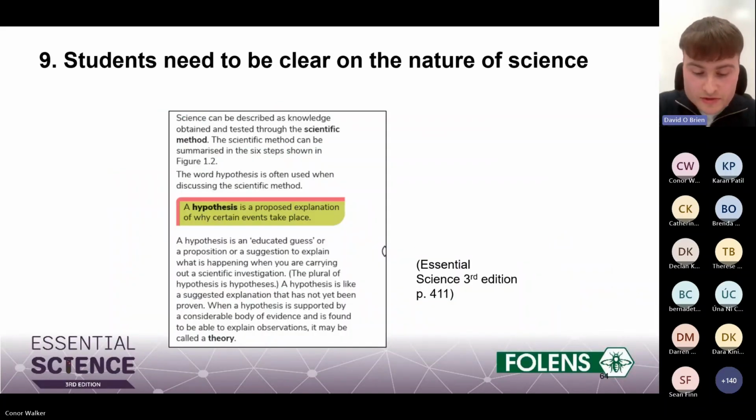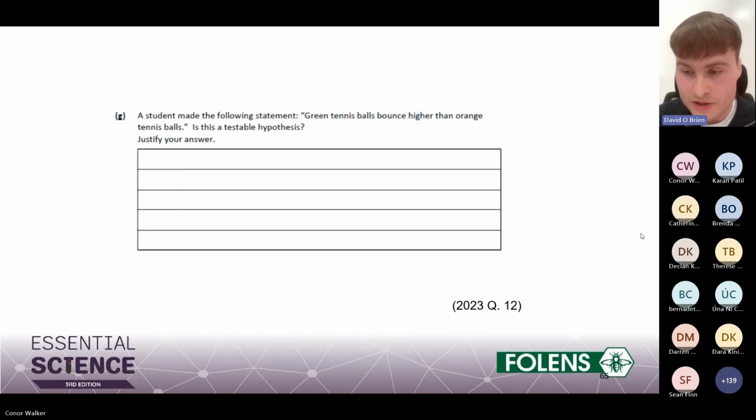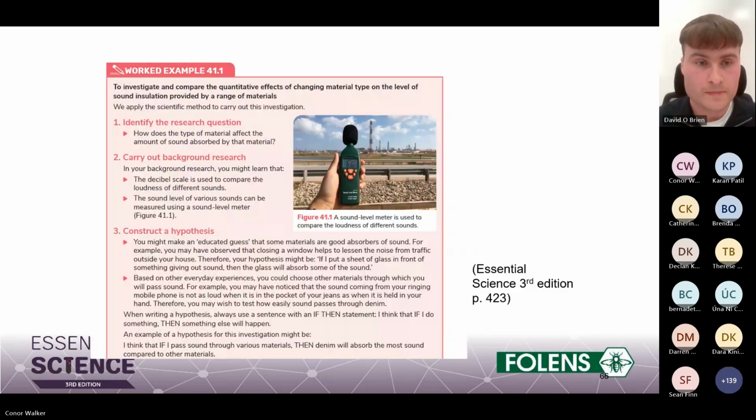It's essential that students are clear on the nature of science. Throughout the textbook, we have seamlessly integrated forming hypothesis. Next slide, please. Justification of answers based on a hypothesis came up in 2023. Next slide, please. Variables, controls, carrying out background research, identifying what a research question is. We have dedicated chapters to the nature of science, carrying out investigations appropriately.